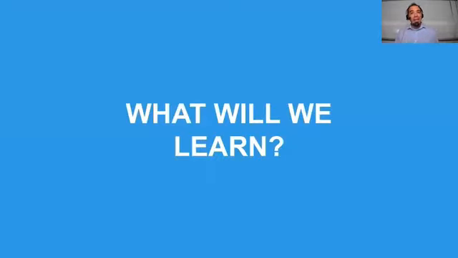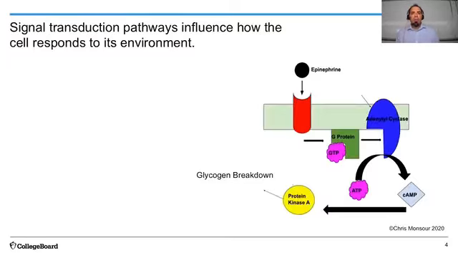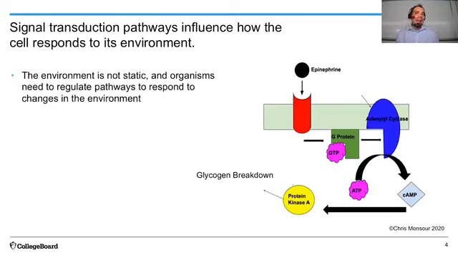So what we learn, again, objectives are important. So what we learn, what role does the environment play in eliciting cellular responses? And how are signal transduction pathways used to influence cell responses when there are changes in the environment? So again, pause the video, maybe try to answer these on your own and see how you did. So signal transduction pathways influence how the cell responds to its environment. So the environment is not static, it's constantly changing. And organisms need to regulate pathways to respond to changes in the environment.